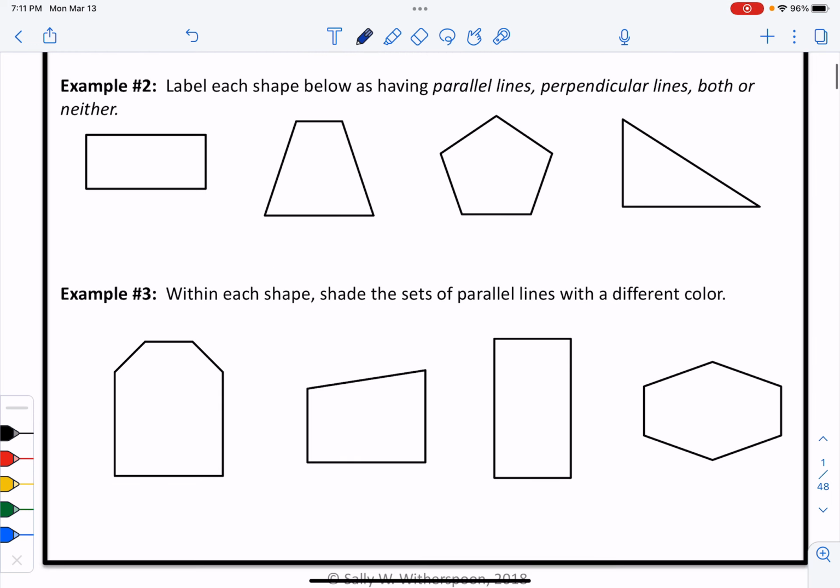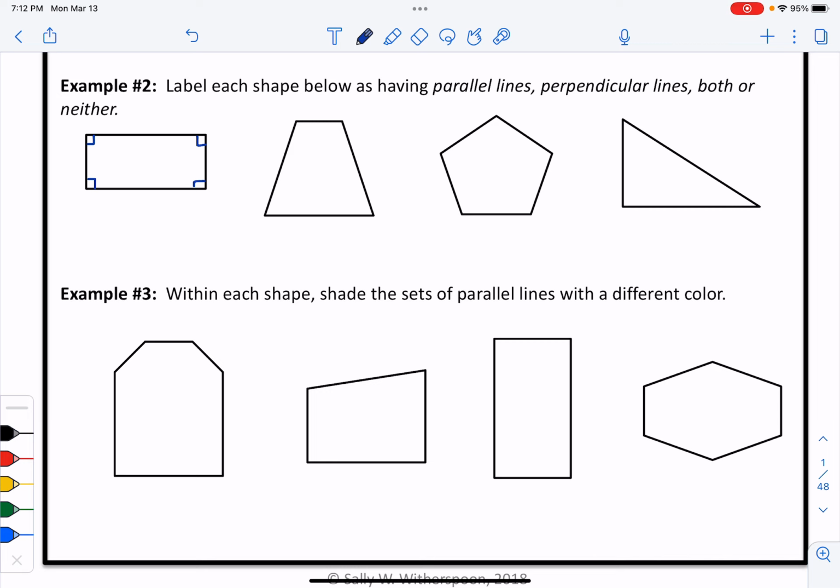Okay, example number 2. Label each shape below as having parallel lines, perpendicular lines, both, or neither. Let's look at this first one. This first one's a rectangle. What we do know about rectangles is that they have right angles. They actually have 4 right angles. Each one of their corners is a right angle. So we know that it has perpendicular lines because each one of these corners is a right angle. Again, trying my best though. That was a struggle. Okay, so we know that it has perpendicular at least.